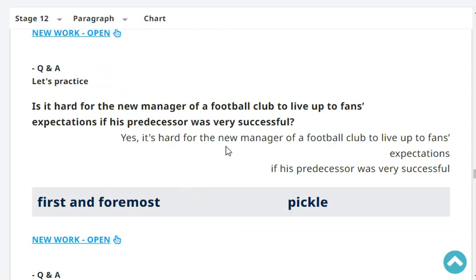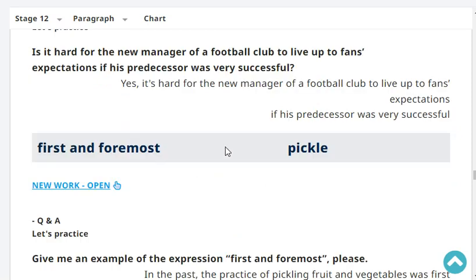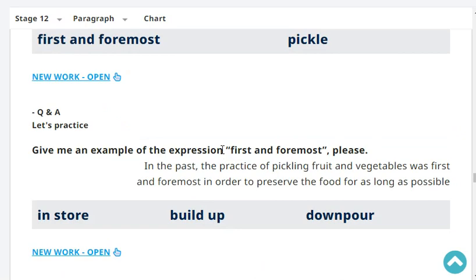Is it hard for the new manager of a football club to live up to fans' expectations if his predecessor was very successful? Yes, it's hard for the new manager of a football club to live up to fans' expectations if his predecessor was very successful. Very good.